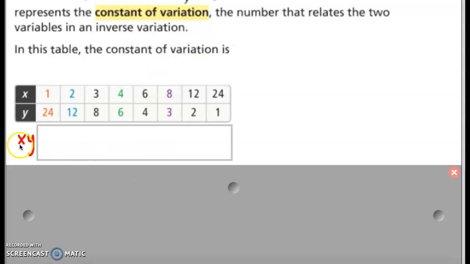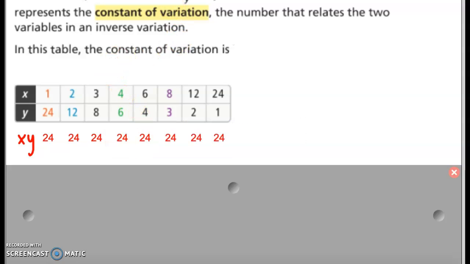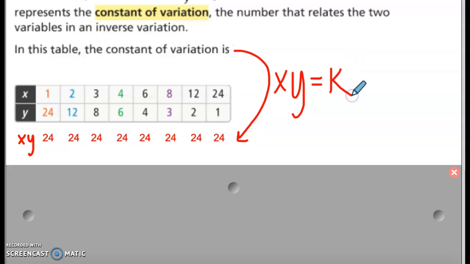Okay, so we can go through and find x times y. 1 times 24, 24. 2 times 12, 24. 3 times 8, 24. It's going to be 24. My constant of variation is 24. And we use the variable k to represent the constant of variation, because x times y is kind of a lot to write. So in this case, k equals 24. Okay, that's our constant of variation.